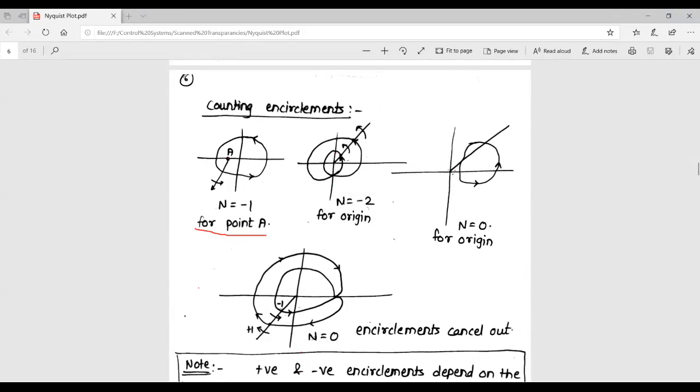Now please understand, suppose I draw an arrow which crosses this closed path and comes out of it in a specific direction. To count the encirclements, you need to see how many times it is crossing the closed path, right? How many times is it crossing in this case? It is crossing only once, right? And here the direction is anti-clockwise, and that is why we consider a negative sign.